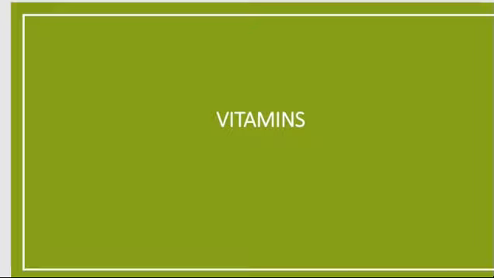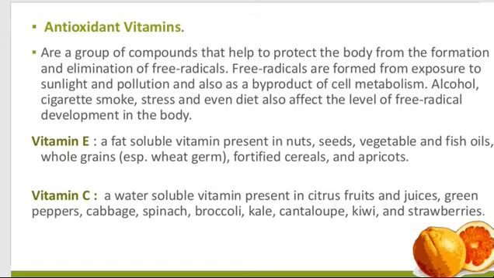Vitamins. Antioxidant vitamins are a group of compounds that help to protect the body from the formation and elimination of free radicals. Free radicals are formed from exposure to sunlight and pollution, and also as a byproduct of cell metabolism. Alcohol, cigarette smoke, stress, and even diet also affect the level of free radical development in the body.